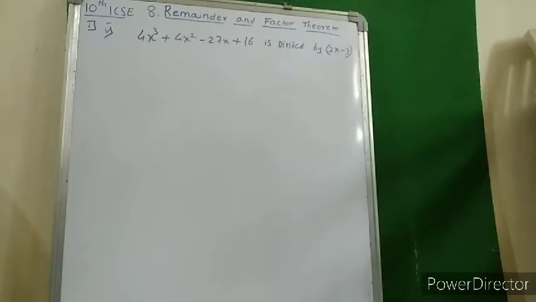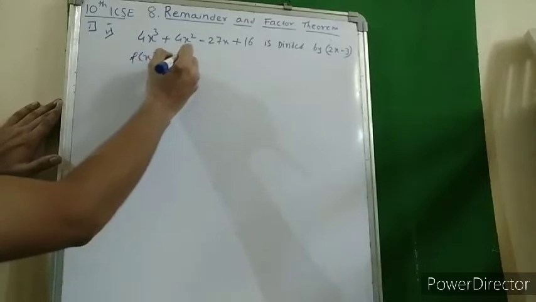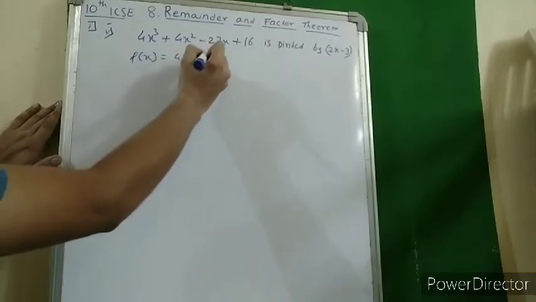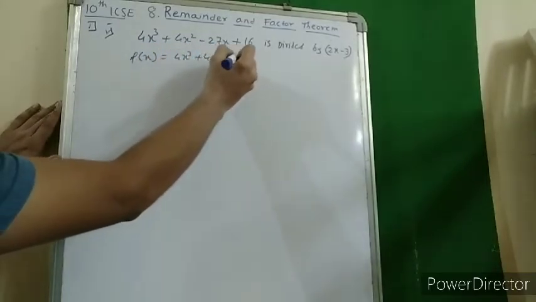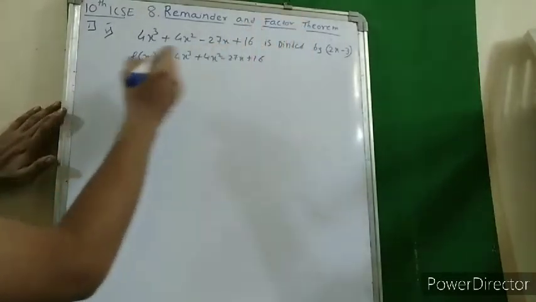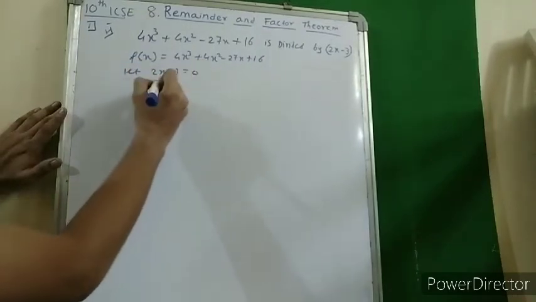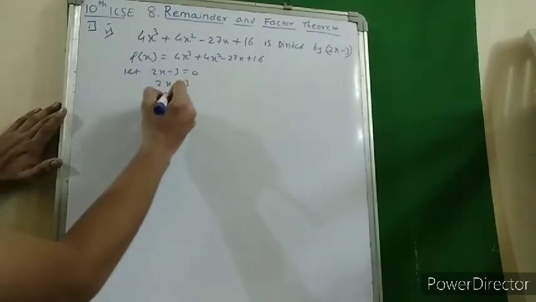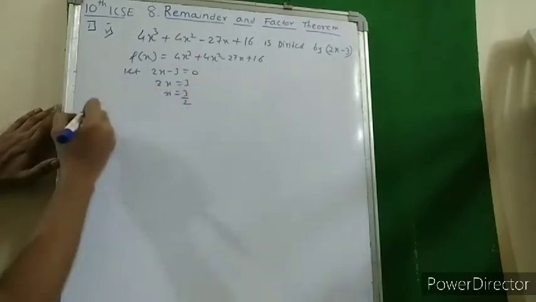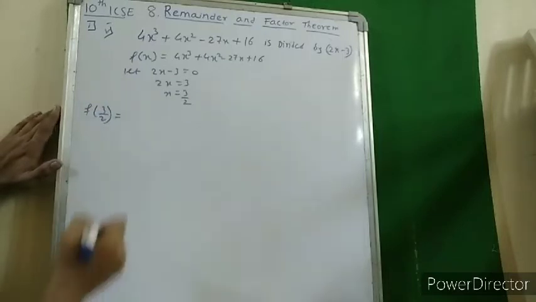Okay, now the fifth one, again we have the function as 4x cube plus 4x square minus 27x plus 16. It is divided by 2x minus 3. So let 2x minus 3 is equal to 0. So 2x is equal to 3. x is equal to 3 upon 2. So in place of x we will substitute 3 upon 2.